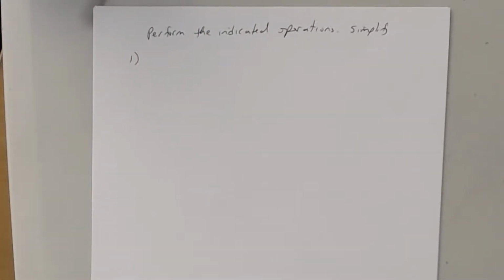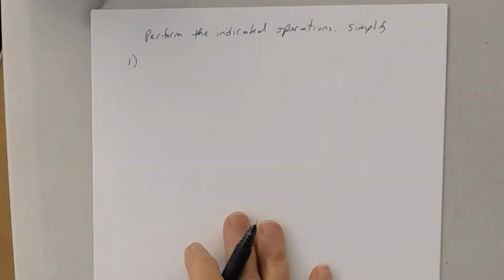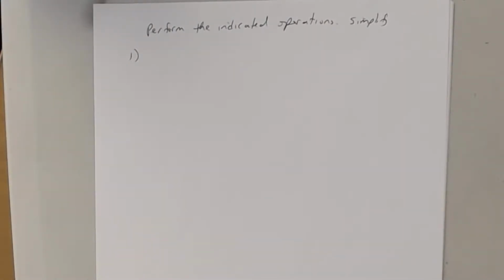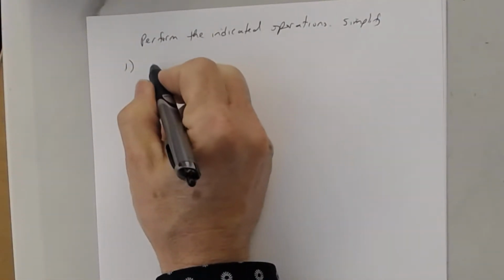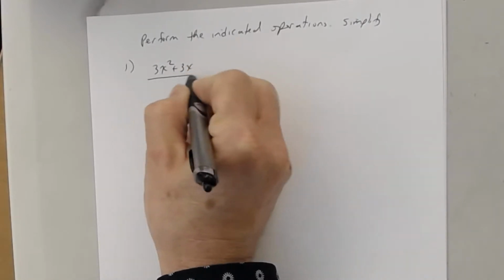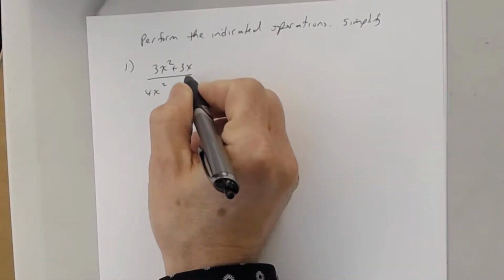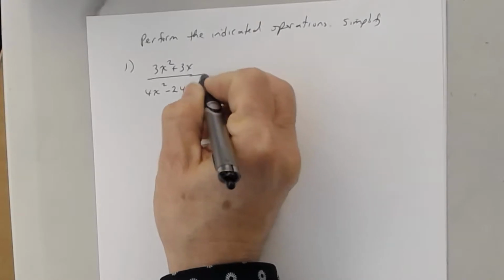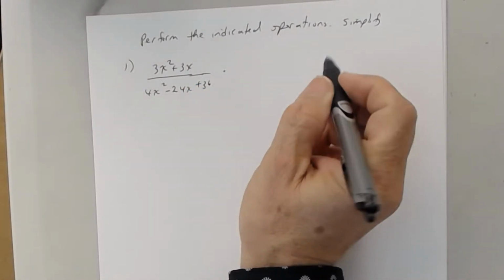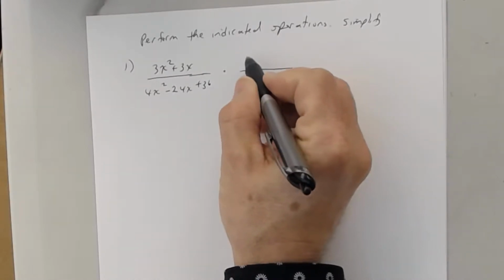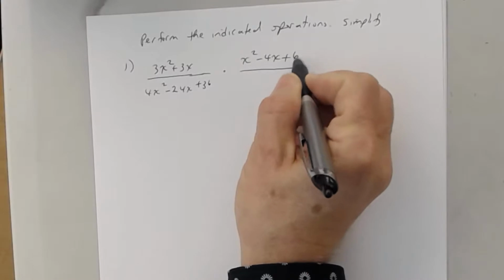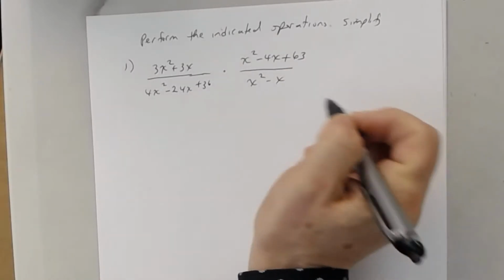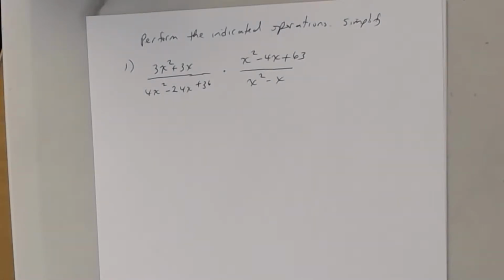Okay, so perform the indicated operation. So again, this is a review of what we've done. So number one, let's suppose you had this rational expression. So we have 3x squared plus 3x divided by 4x squared minus 24x plus 36. And that rational expression is being multiplied by this rational expression. Okay. So when you're multiplying, now the operation here is multiplication.